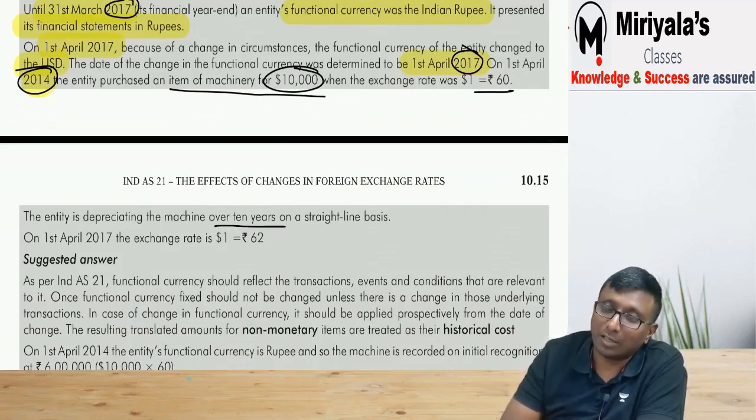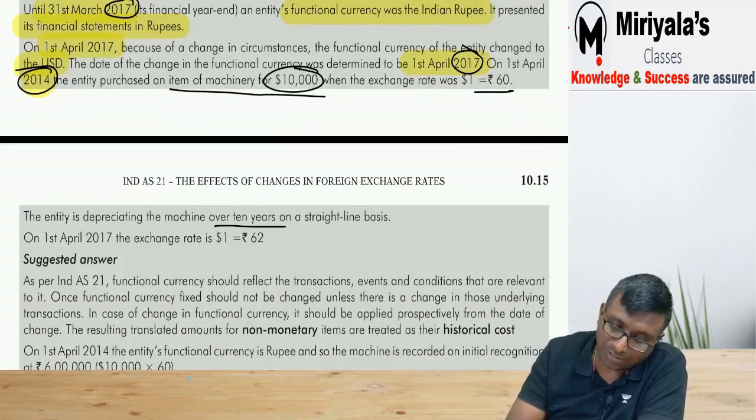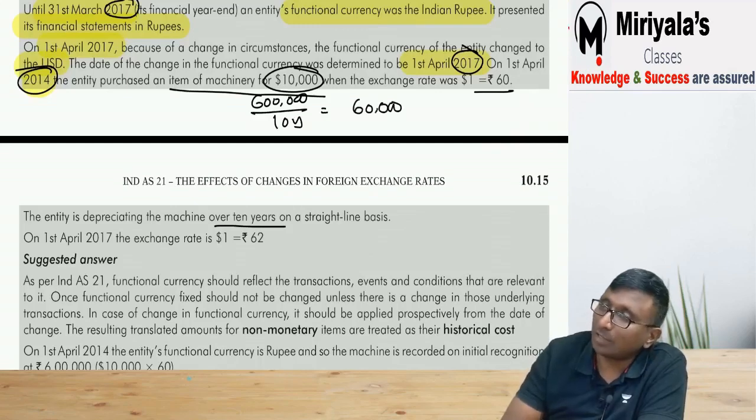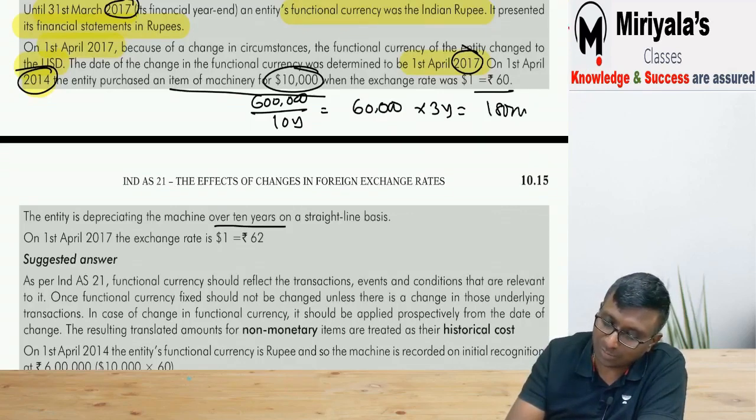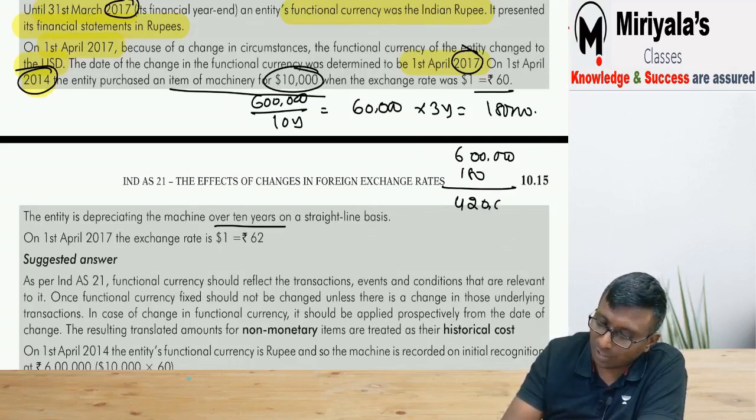How much is this? You have got 6 lakh rupees. How much is the life? 10 years. Divided by 10 years means 60,000 rupees per annum. How many years are over? 3 years. So 1,80,000 rupees depreciation is out. From 6 lakh rupees, 1,80,000 rupees is done, which means there is a balance of 4,20,000 rupees. This is the balance of the fixed asset today.